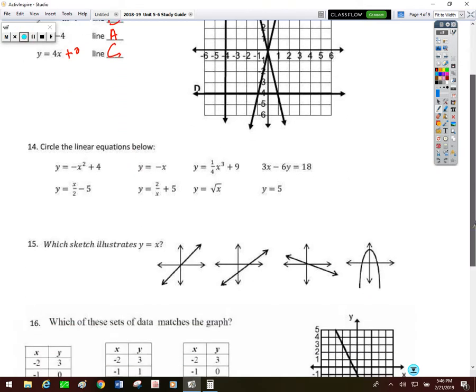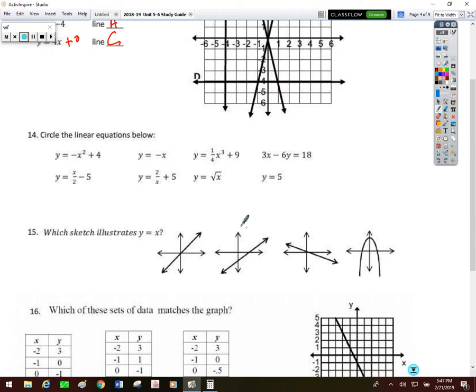All right, so let's go to number 14, and then we're going to do 15, and we'll take a break, okay? All right, circle the linear equations below. Again, remember, linear equations, your exponent has to be either 0 or 1, okay? If your exponent is bigger than 1, it's not going to be a straight line.